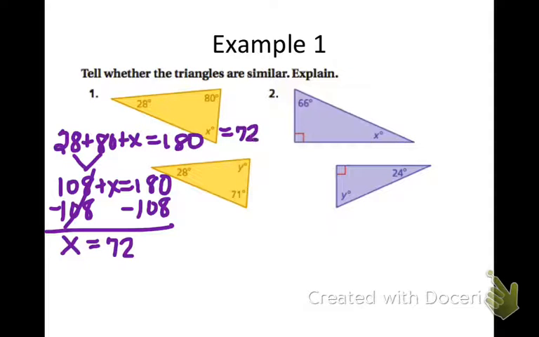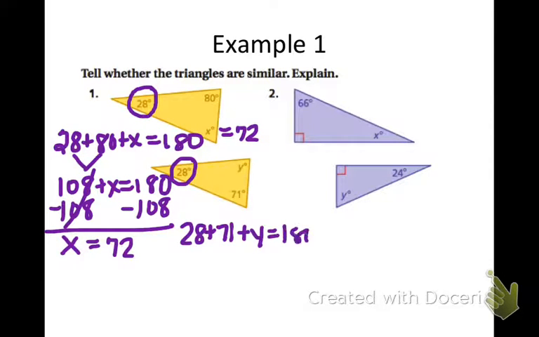Now, you can see already in the yellow triangles we have one angle that is 28 and another angle in this yellow triangle that is 28. Since we solved for x and we got 72, unless y could be equal to 72, so it's always a good idea to check the other triangle. So we'll take the 28 plus 71 plus y equals 180 in the second triangle.